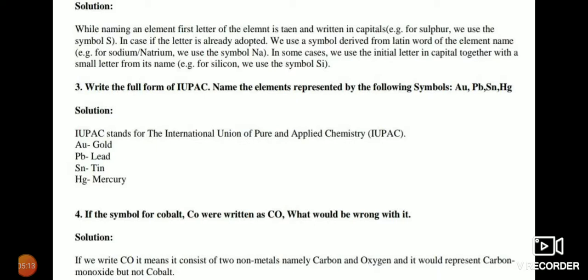And just to recall, all these names are from their Latin names. Like Au stands for Aurum. Aurum is the Latin name of gold. Pb, plumbum. Plumbum is the Latin name of lead. Sn, that is stannum. Stannum is the Latin name of tin. Hg, hydrargyrum. Hydrargyrum is the Latin name of mercury.